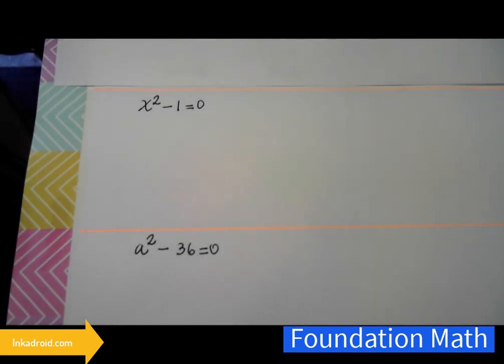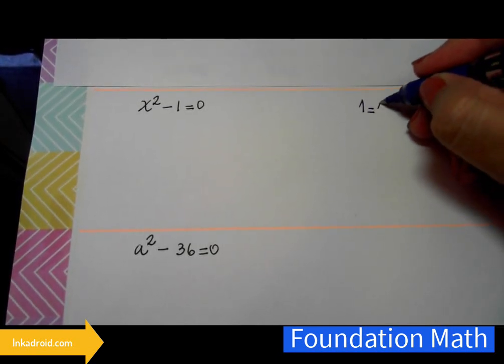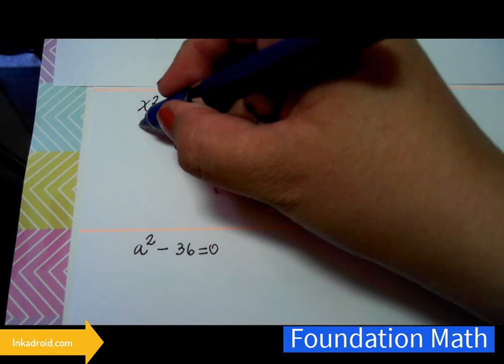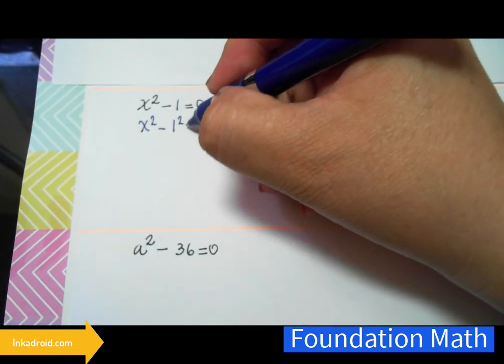Okay. x squared minus 1 equals 0. Remember, 1 is the same as 1 squared. Remember, 1 squared is 1 times 1. 1 times 1 is 1. So I'm going to substitute: x squared minus 1, where 1 is 1 squared, equals 0.